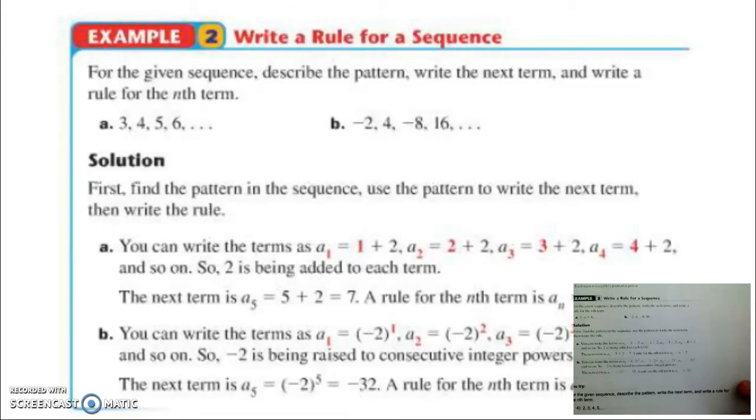And in particular, because they toggle negative to positive, I know that it has to be negative 2 raised to a power. So negative 2 to the first is negative 2. Negative 2 squared is 4, and so forth. So our next term would be negative 2 to the 5th power. That's negative 32. And so our rule would be a sub n equals negative 2 to the n.